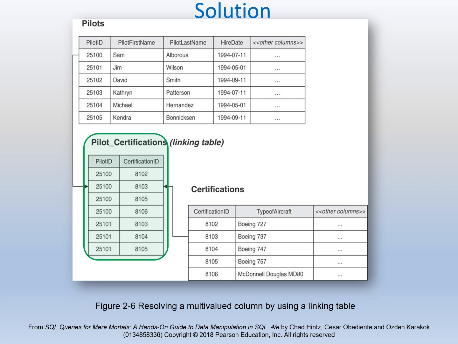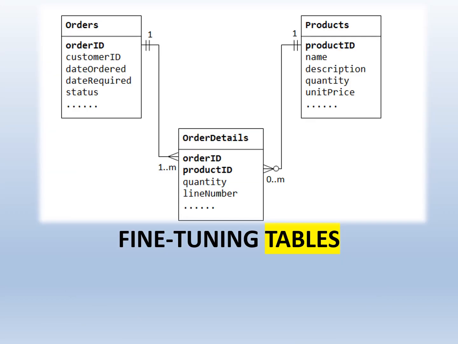This allows us to also create another table just on certifications. The certification ID is the key for the certification table. The pilot ID is the key for the pilot table. We have a linked table that contains only the pilot ID and the certification ID. Each row is unique.